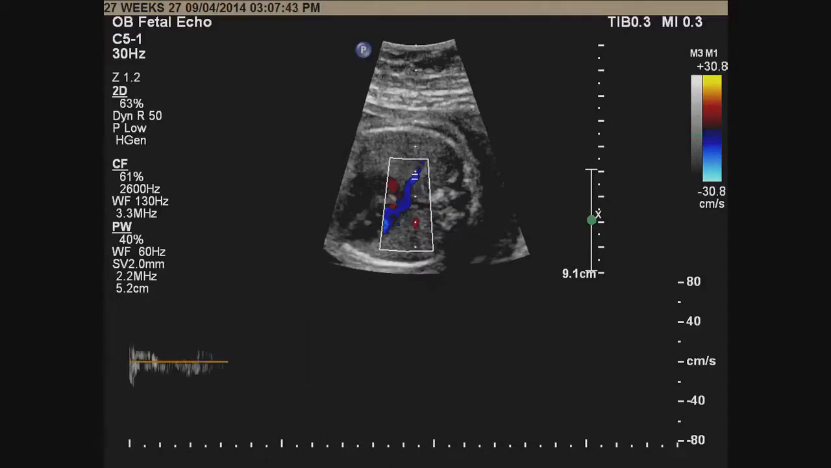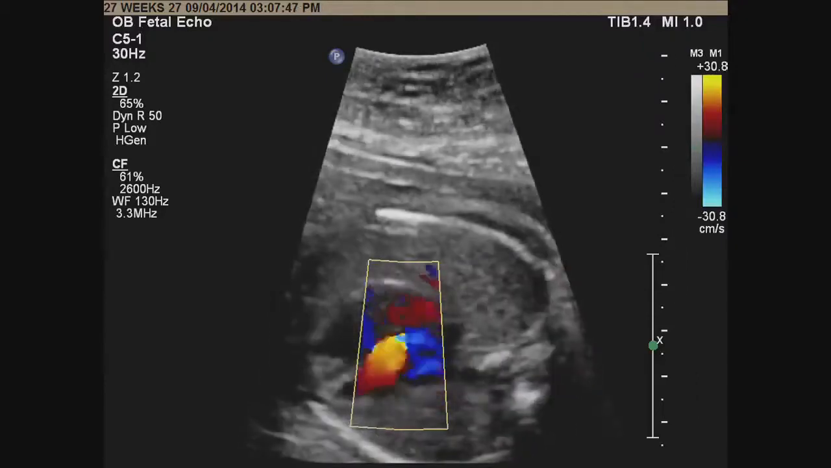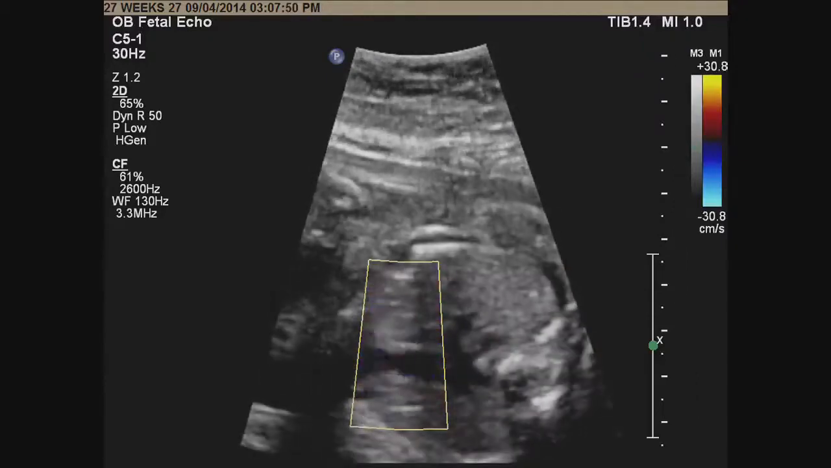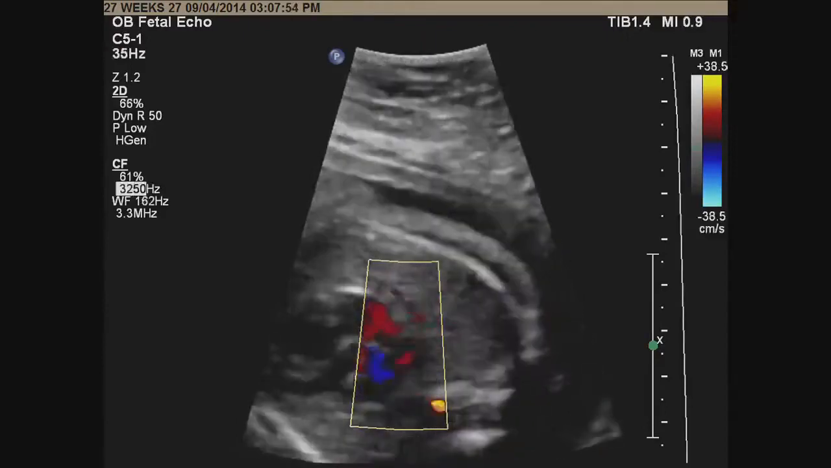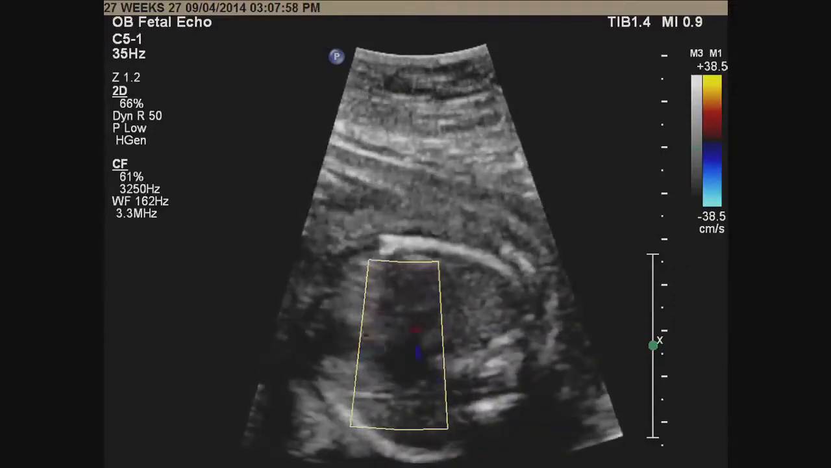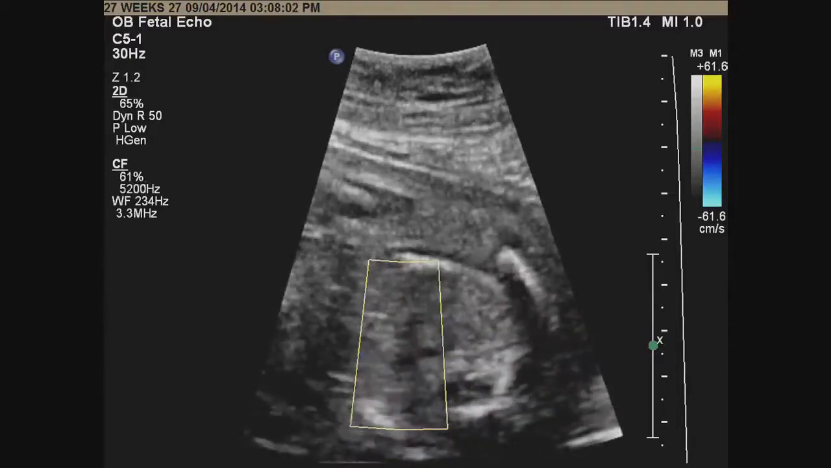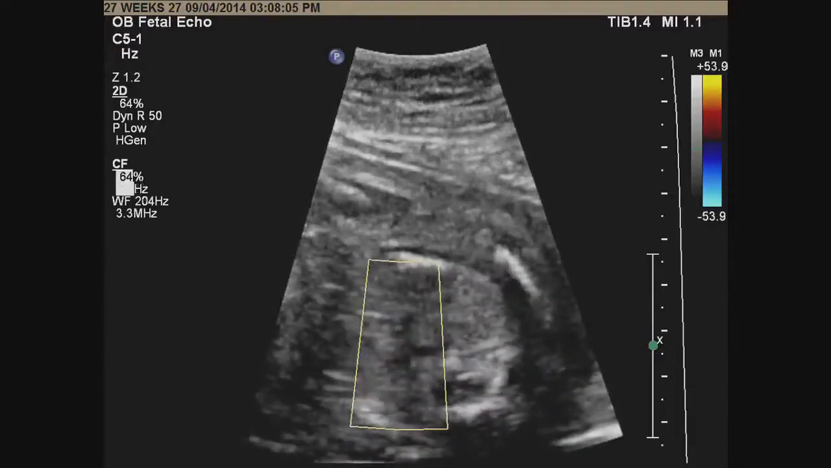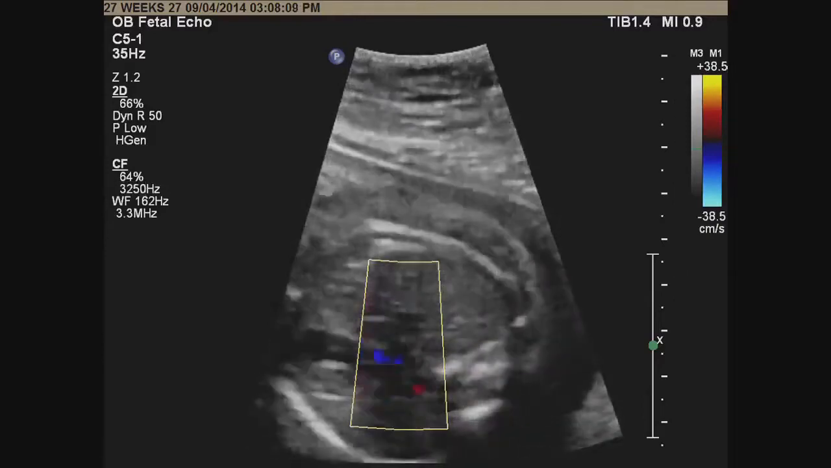So you can get me out of that. So here, again, ascending aorta. This is the pulmonary artery. Again, normal flow in the pulmonary artery through the pulmonary valve, and then into the 3-vessel trachea view, and then the brachiocephalic. That's the red vessel here that you see right in a higher transverse plane of the chest.